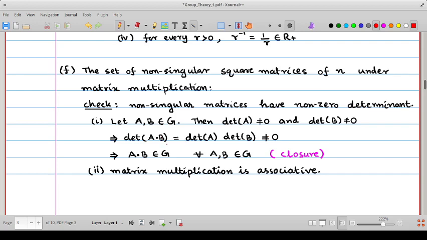Or in other words, A dot B is an n by n square matrix which is non-singular, and therefore the composition of A and B is also an element of the group. The closure property is satisfied. Now the matrix multiplication is associative, therefore associativity is also satisfied.